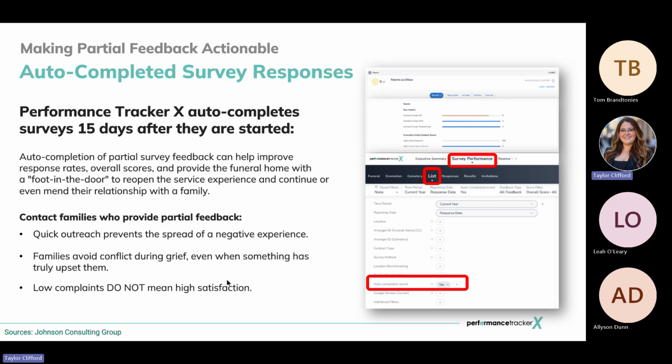Families avoid conflict during grief. It's something I already addressed, so I'm not going to go over that again. And then, low complaints do not mean high satisfaction. That's a super important point. It actually comes directly from John DeJulius. I'm sorry, it's a tongue twister.